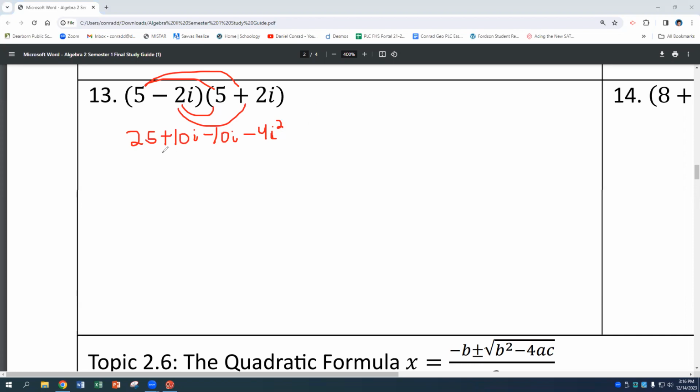Okay, if we do 10i minus 10i, those are going to cancel, and we're going to get 25 minus 4i squared. We know that i squared is equal to negative 1. So this is going to be 25 minus 4 times negative 1. Negative 4 times negative 1 is going to give me a plus 4, which is going to give me a final solution here of 29.